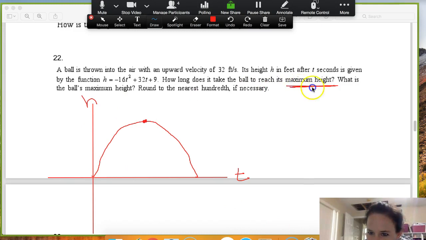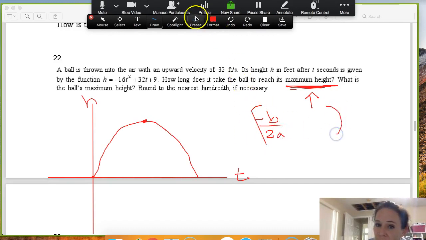When they ask you max height, just think vertex. That's all I need is the vertex. That's it. So don't let the wording of these problems confuse you. Max height is just the vertex of your parabola. We know how to find vertex. Either you put it in vertex form, which takes a little while because you have to do the whole completing the square deal, or you just know that vertex is negative b over 2a. That is the x value of your vertex.